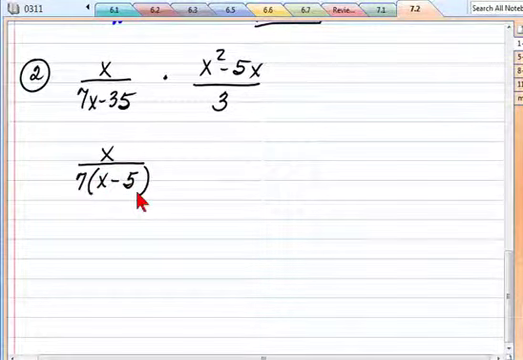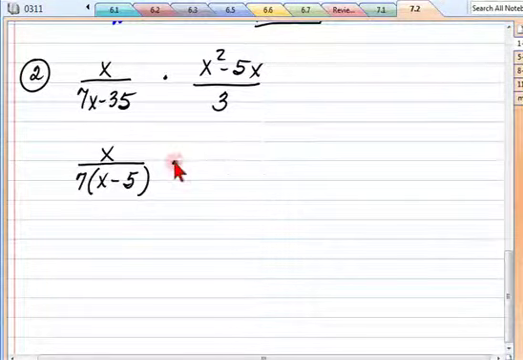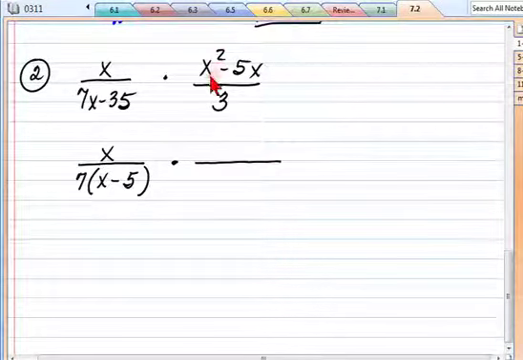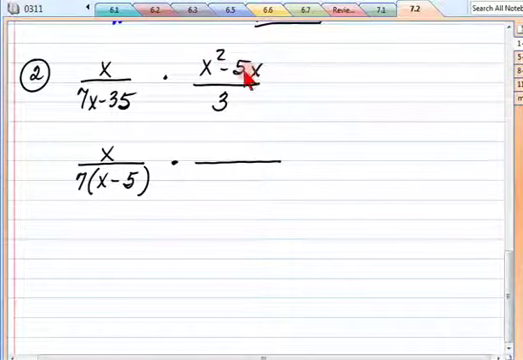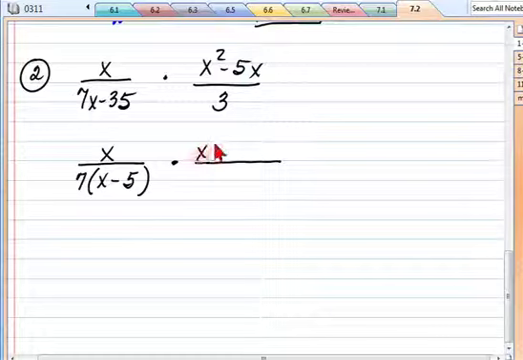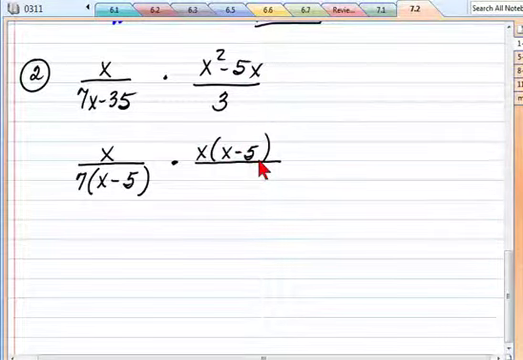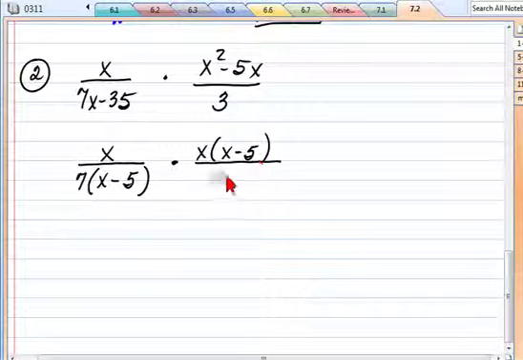Is everybody okay with that factoring? Times, second fraction, numerator. Can I factor this numerator? What do you see? Common factor of x, x times x minus 5. The denominator is just a 3.